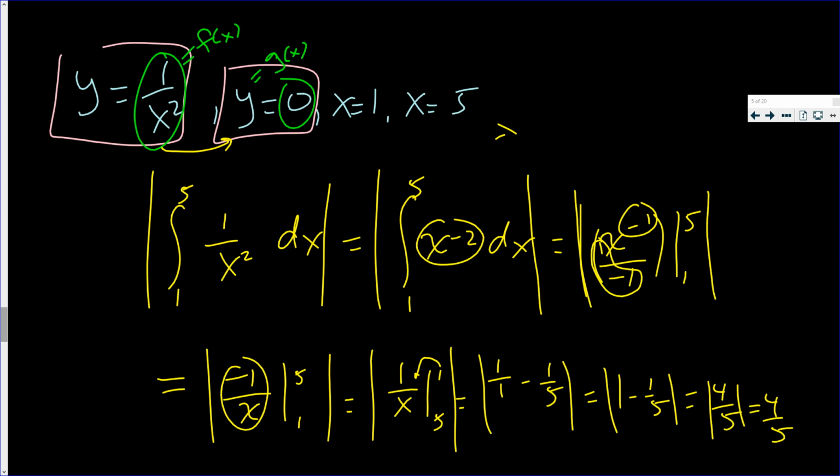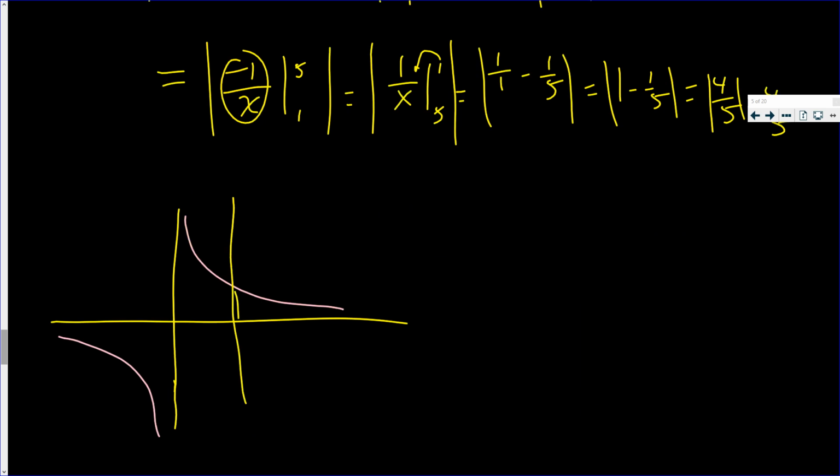From pre-calc, you should know that 1 over x looks like this. And if we're just integrating from 1 to 5 between 1 over x and y equals 0, that's the area we want. And of course, the 1 over x squared is bigger than or above the y equals 0 curve. So yeah, we didn't have to do it, but who wants to spend time graphing this stuff?